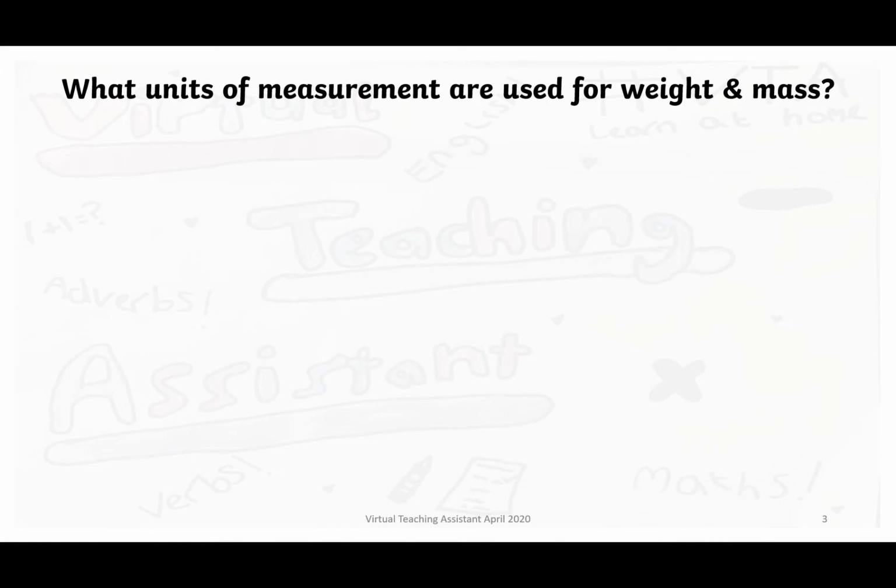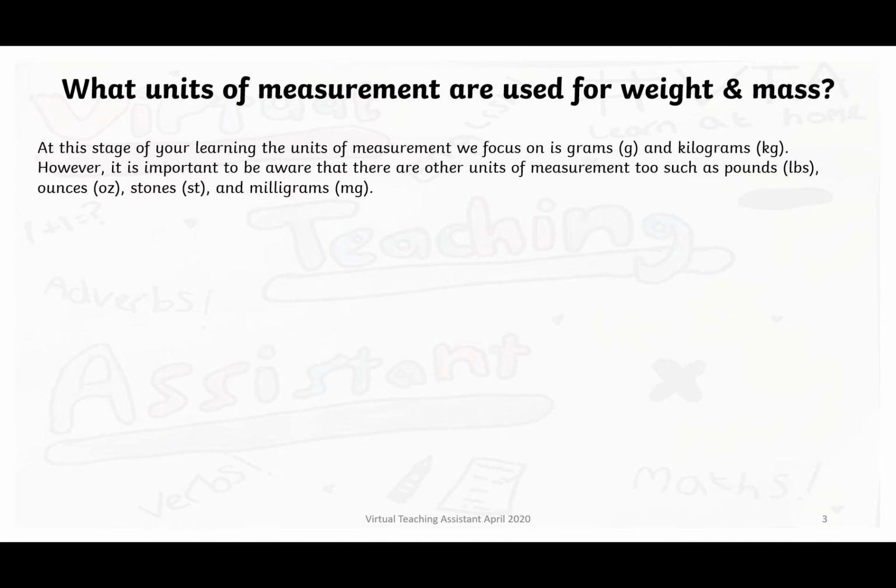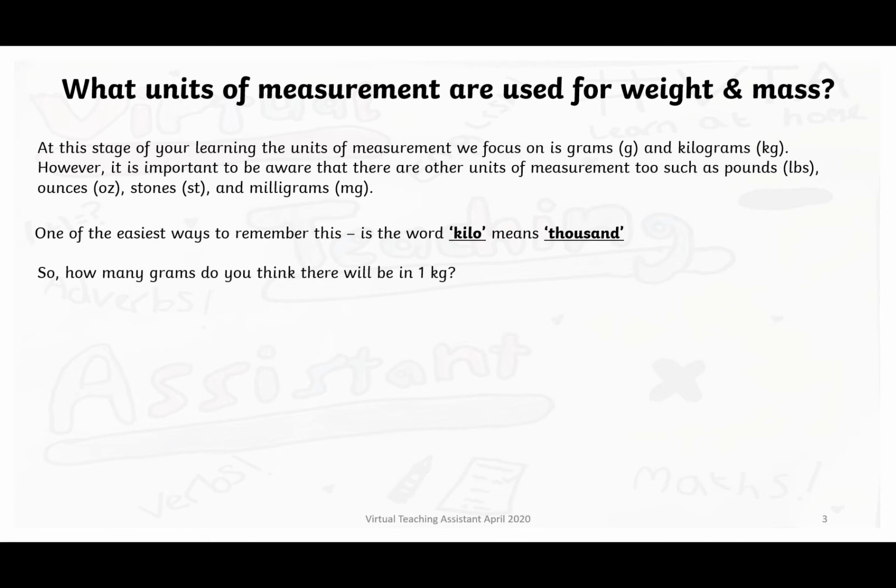What units of measurement do we use for weight and mass? There are lots and lots of different units of measurement, such as pounds, ounces, stones, milligrams, things like that. But what we're going to focus on in this stage of learning is kilograms and grams. One of the easiest ways to remember this is that the word kilo means 1,000. So how many grams do you think there will be in 1 kilogram? That's right, it's 1,000. So the word kilogram itself translates to 1,000 grams.